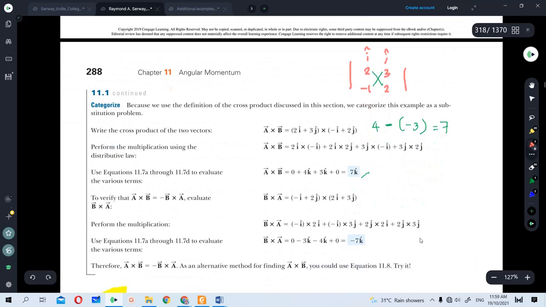Now when we have it the other way around, we start with B, then cross with A. So the arrangement becomes: B value is negative 1, 2, and then A is 2, 3. Let's cross them. Negative 1 times 3 becomes negative 3, then minus 2 times 2, which is 4. So altogether it is negative 7k.